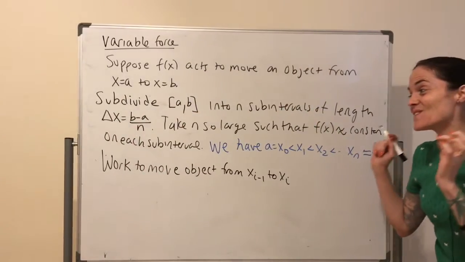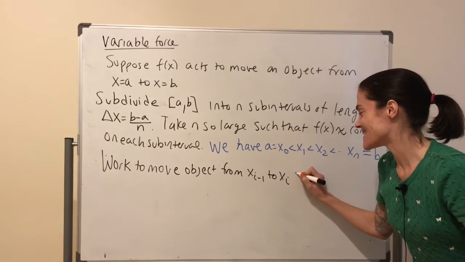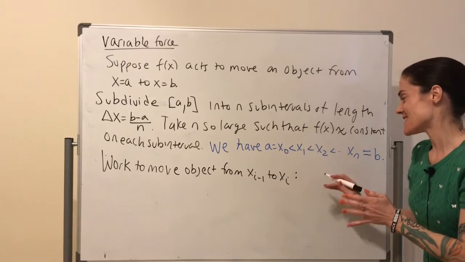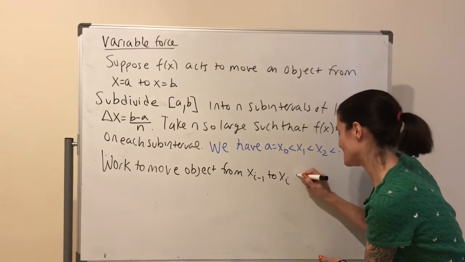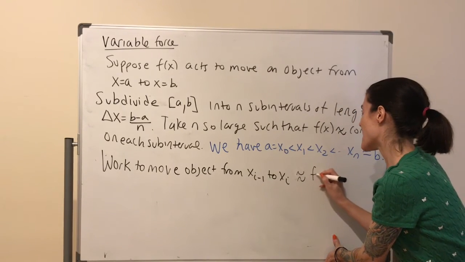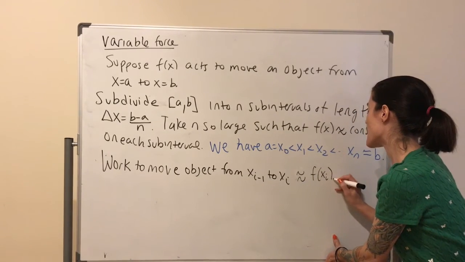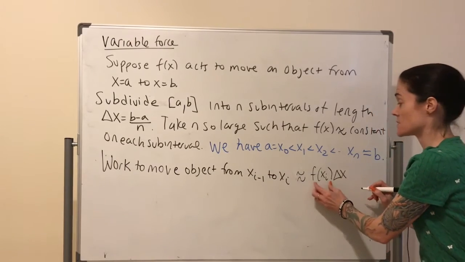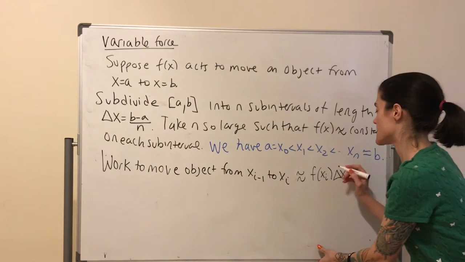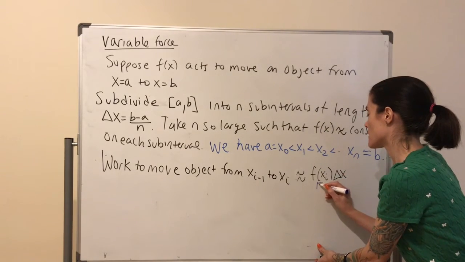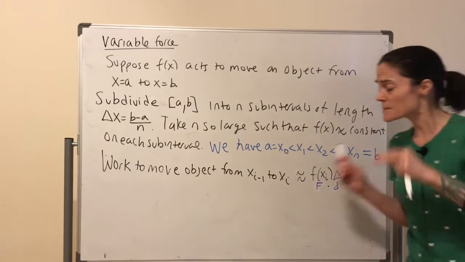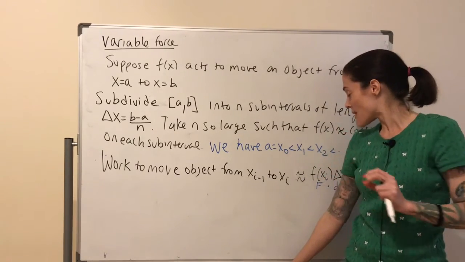You scoot. Well, the force is approximately constant on this subinterval, and so the work to move this is approximately, let's say, f of xi times delta x. This is a force, and this is a distance. And it's subdivided so much that the force is approximately constant.